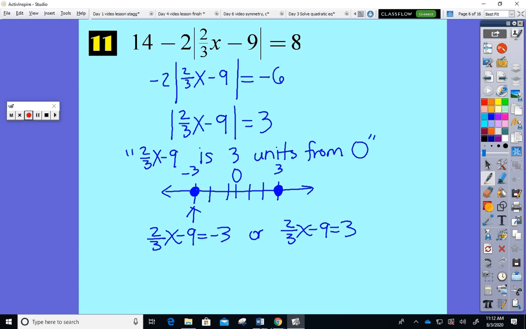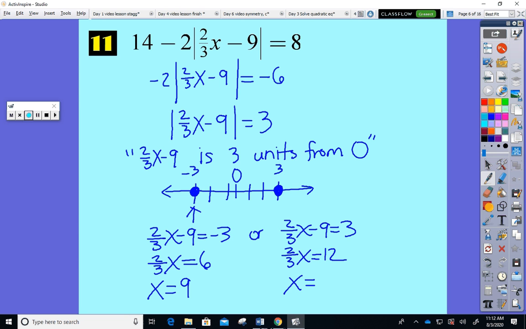All right, so 2/3 x equals, what is -3 plus 9? So I'm going to add 9 both times. So over here I get 12. And then on both baby equations, what am I going to multiply by? Bingo. So you said multiply by 3 over 2. So 6 times 3 is 18 over 2 is 9.